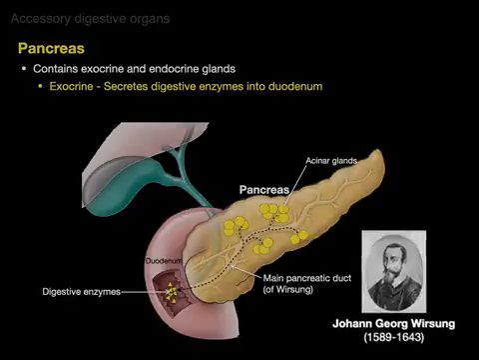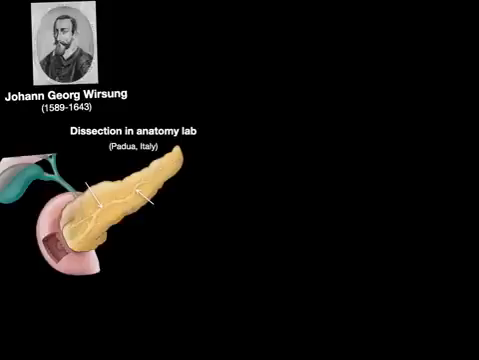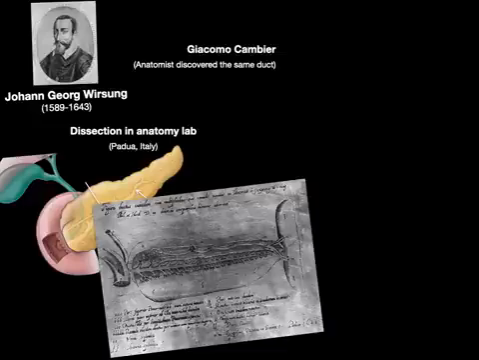So Johann Wirsung, he's a German anatomist that was dissecting in an anatomy lab in Padua, and in 1642, he discovered this duct in the pancreas. And he's like, ta-da, I'm going to name this. And so he did name it. And instead of publishing in journals, he decided he's going to put them on copper plates instead. So all these copper plates have this investigation. The next year, this other anatomy student, Giacomo Cambier, discovers the same duct, and he starts writing about it.